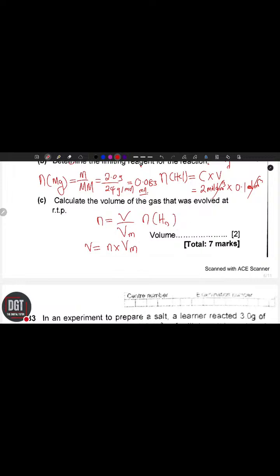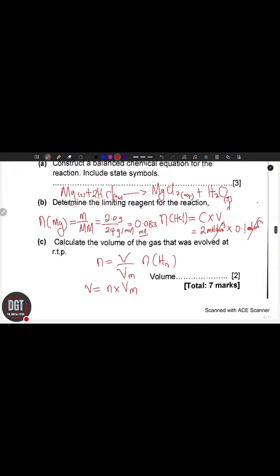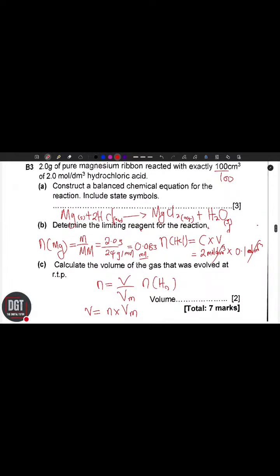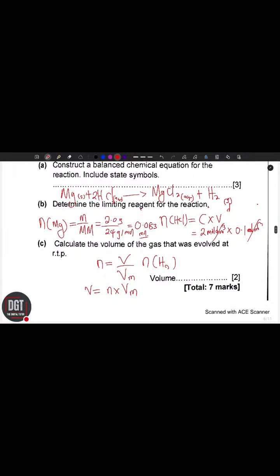Okay? Now, what is the number of moles of hydrogen? Why did I put water here? I should have put hydrogen here. Just hydrogen, not water, please. Okay? So now, how do we do it?